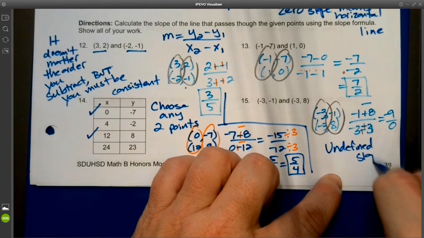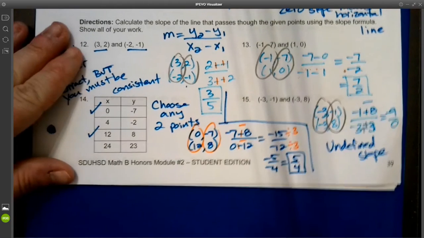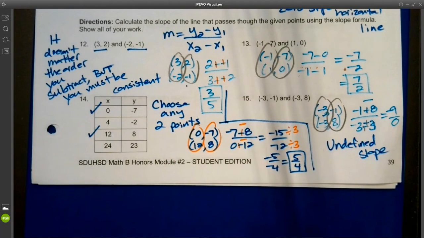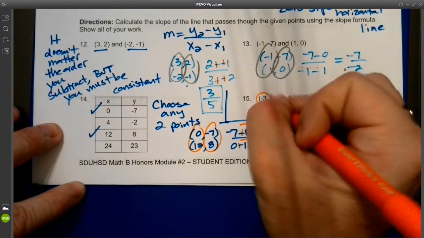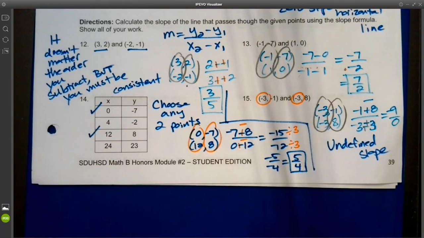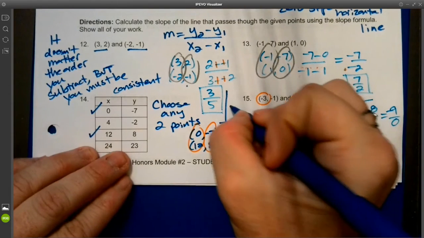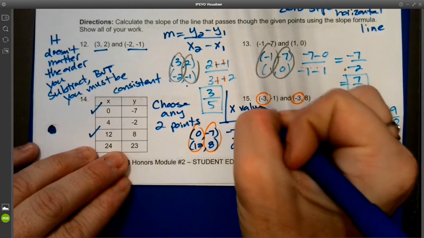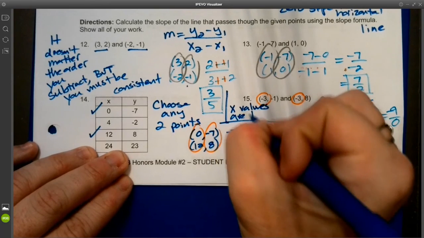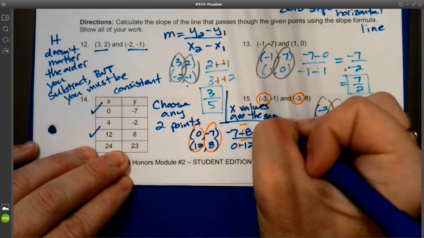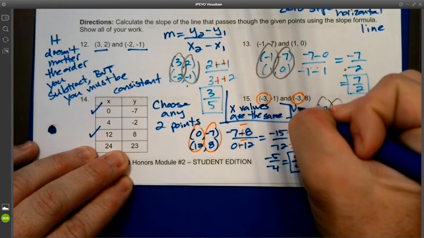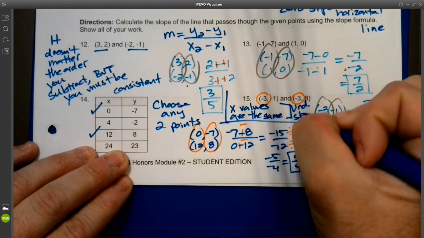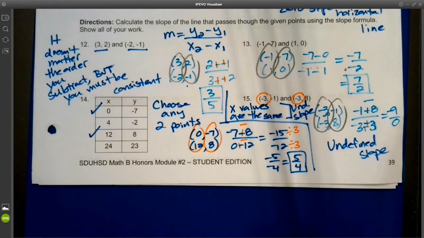So is there a way we can avoid doing this work? Was there kind of a heads up or something that really gave it away? And hopefully you notice that these x values were the same. Okay, so when x values are the same, you will always have undefined slope. Not a great squeeze in there, but it'll do.